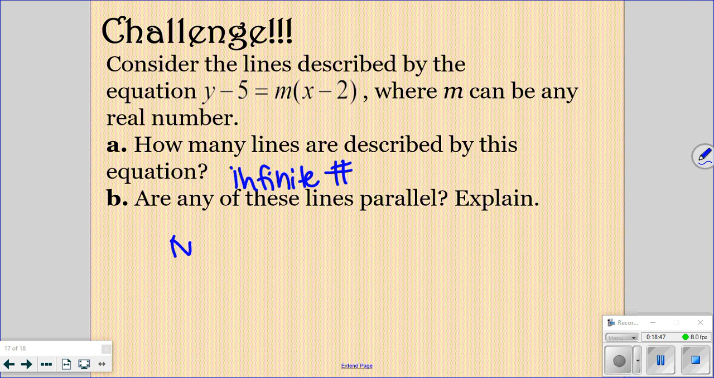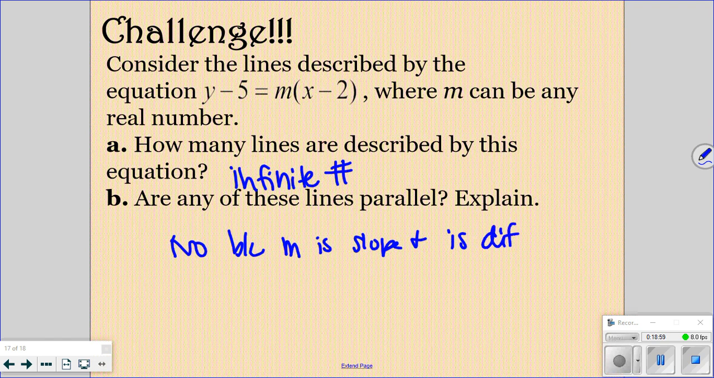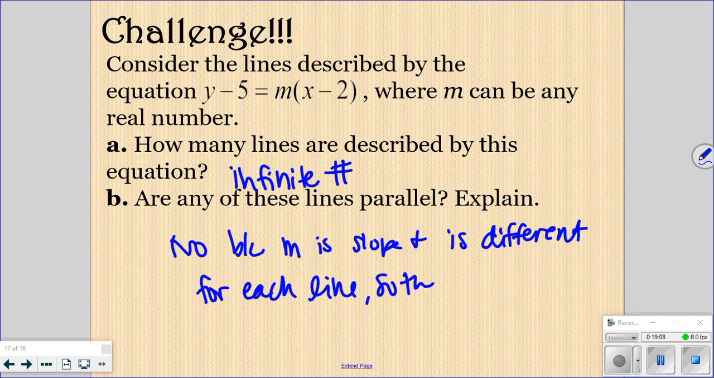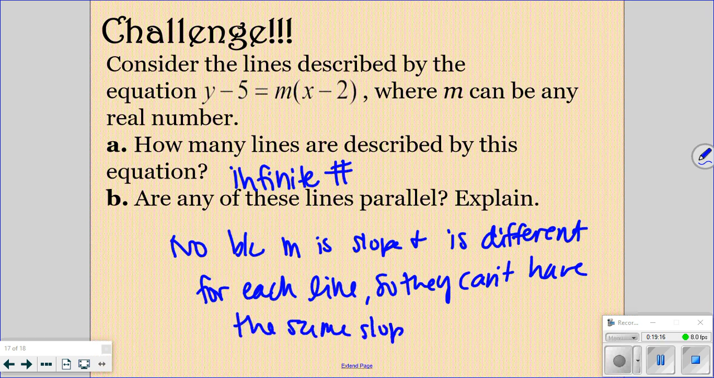No. And that is because m is the slope, and it is different for each line. So they can't have the same slope or be parallel. Okay, so that should be your answers for your challenge question.